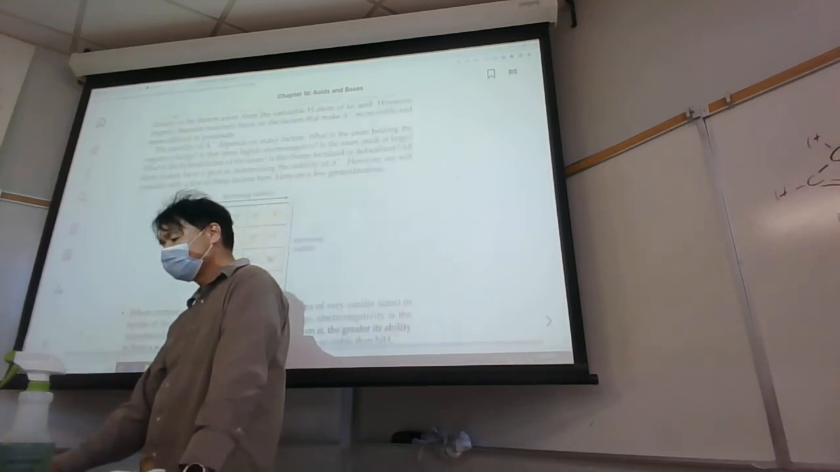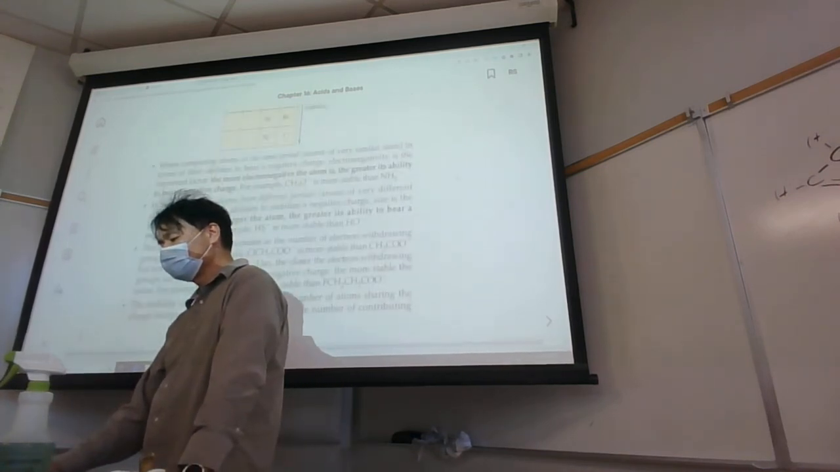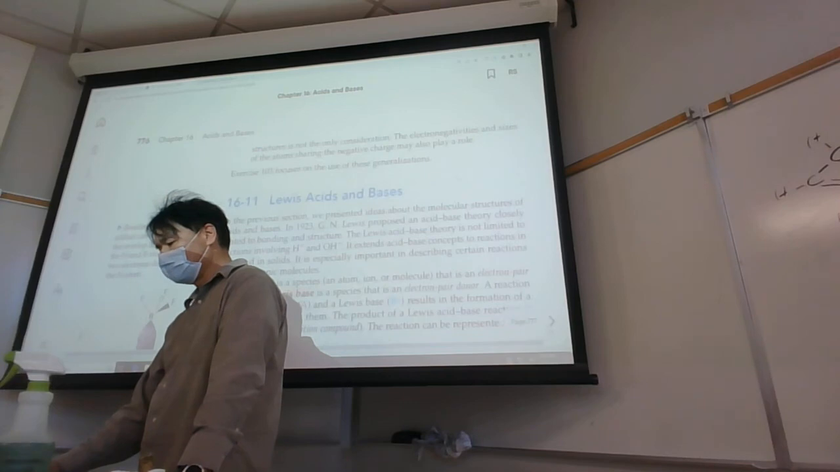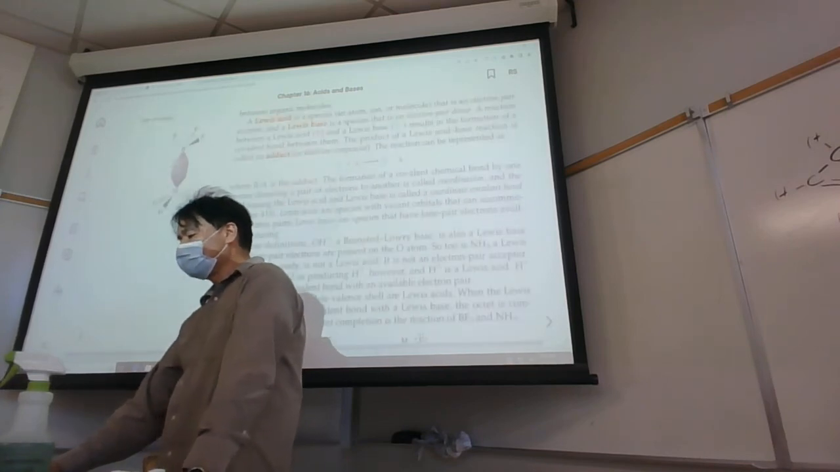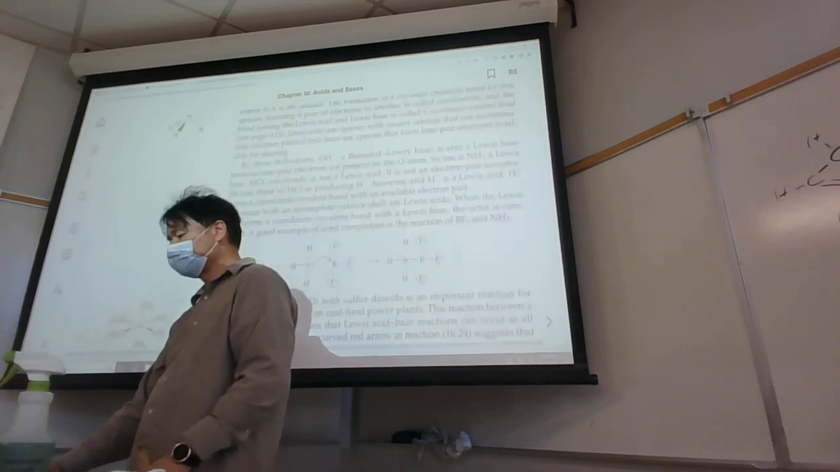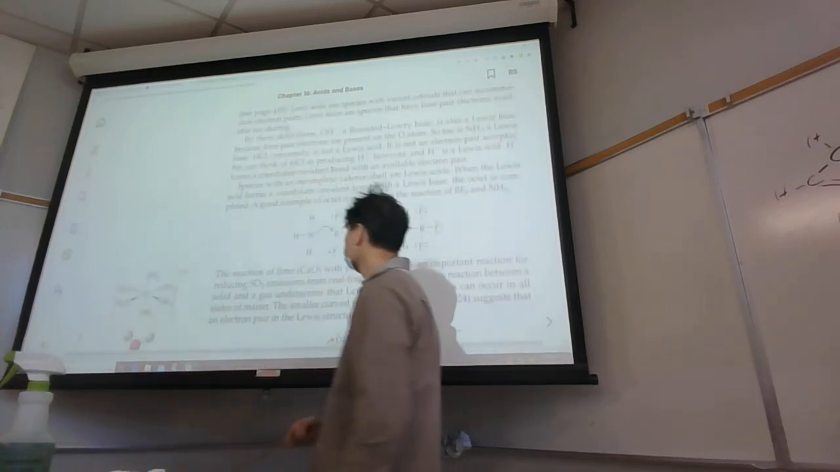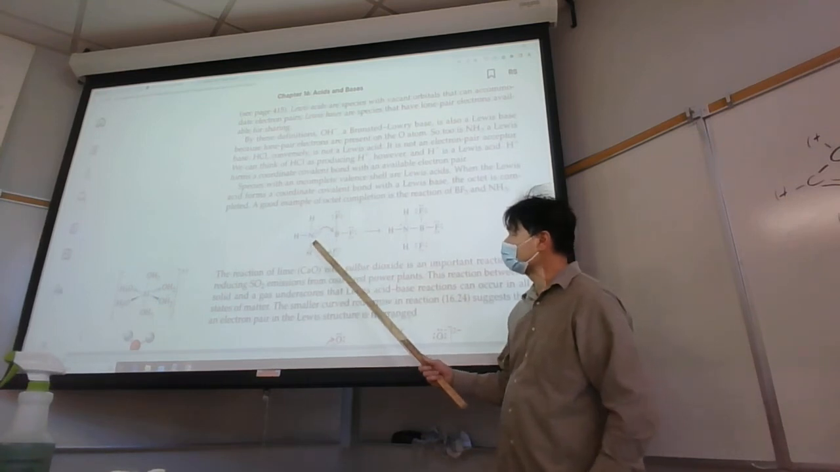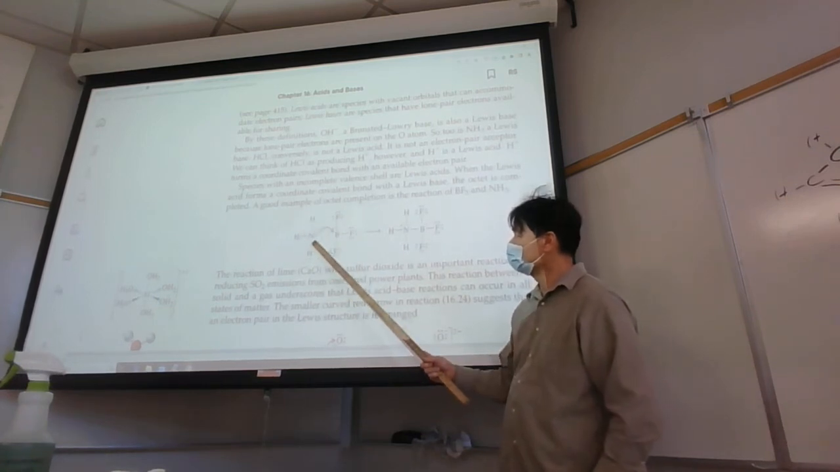Maybe we'll take a look at the stability of the conjugate base a little bit later. What I want to do is talk about this last section, Lewis acids and bases. A Lewis acid is an electron pair acceptor, and a Lewis base is an electron pair donor. And so ammonia is our Lewis base here.